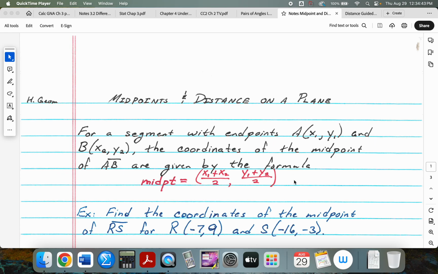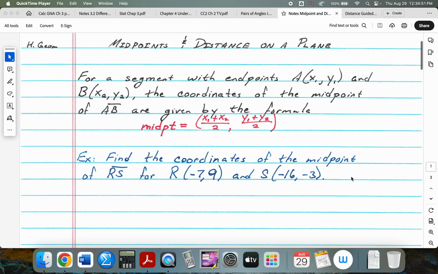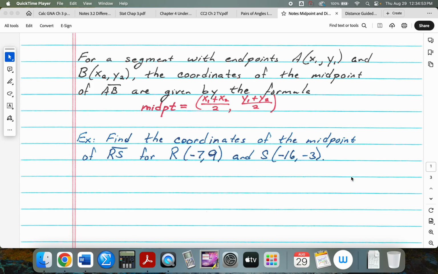All right, so today we're going to look at midpoints and distance on a plane. We start with a formula for finding the midpoint in the coordinate plane. If you have a segment which has endpoints A at x1, y1, and B at x2, y2, the coordinates of the midpoint of segment AB are given by the formula. The midpoint is equal to x1 plus x2 over 2, comma, y1 plus y2 over 2. We're just averaging the endpoints together, first for the x's, then for the y's.